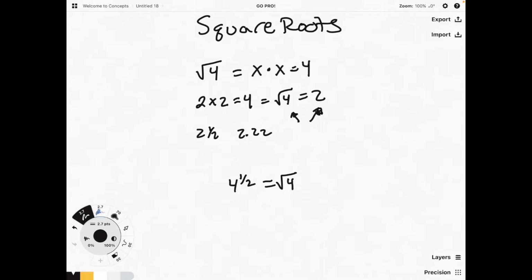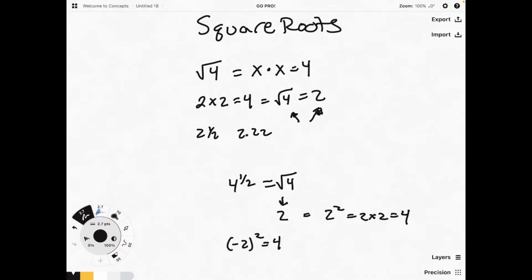Now back to our problem of the square root of 4. We know the square root of 4 is equal to 2. Now to check your work, you need to do 2 squared, which is 2 times 2, which equals 4. But because we know the answer has to be squared to equal the initial value, we need to take into account negative numbers as well, because negative 2 squared is also equal to 4.